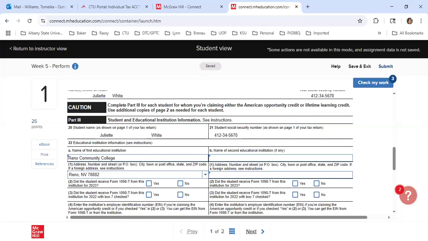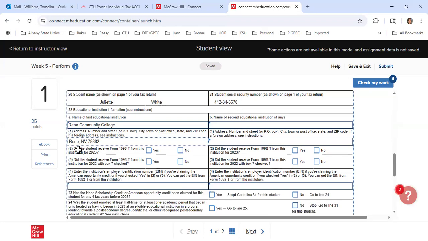So now that you have that, these questions that we have below. Number 2, did the student receive a Form 1098-T? We're going to select yes. Number 3, did the student receive 1098-T from this institution in 2022? We're going to select no one because we don't have that information.